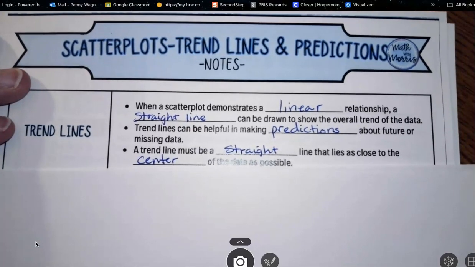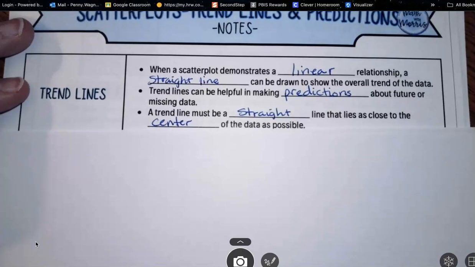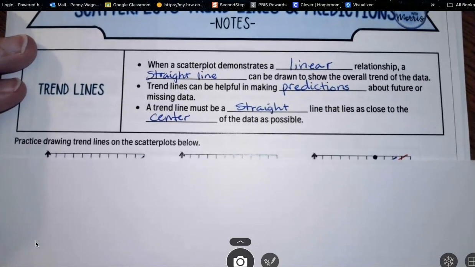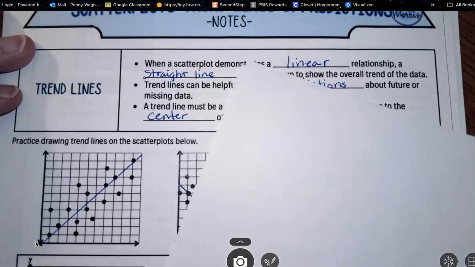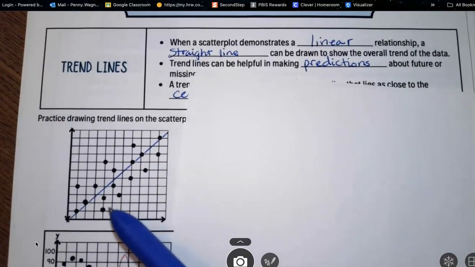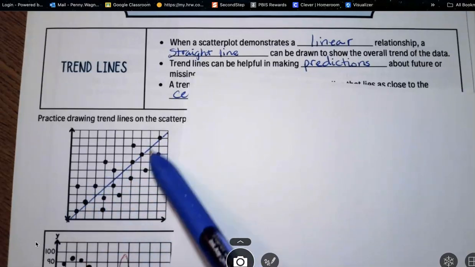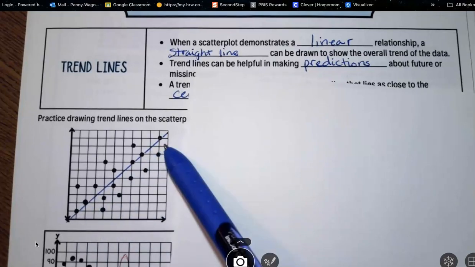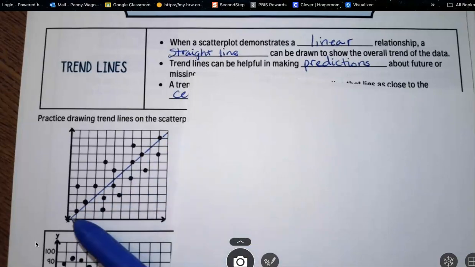A trend line must be a straight line that lies as close to the center of the data as possible, and that's where the line of best fit came in. Okay, so we're going to practice our trend lines. In our first one, I drew this line. And when I drew it, I wanted to make sure that I had approximately the same number of dots on each side of the line to get it as centered as possible, just like we did with our line of best fit. Okay? When I'm looking at this, if I were to predict something, I would know about what range to find a point. Okay?